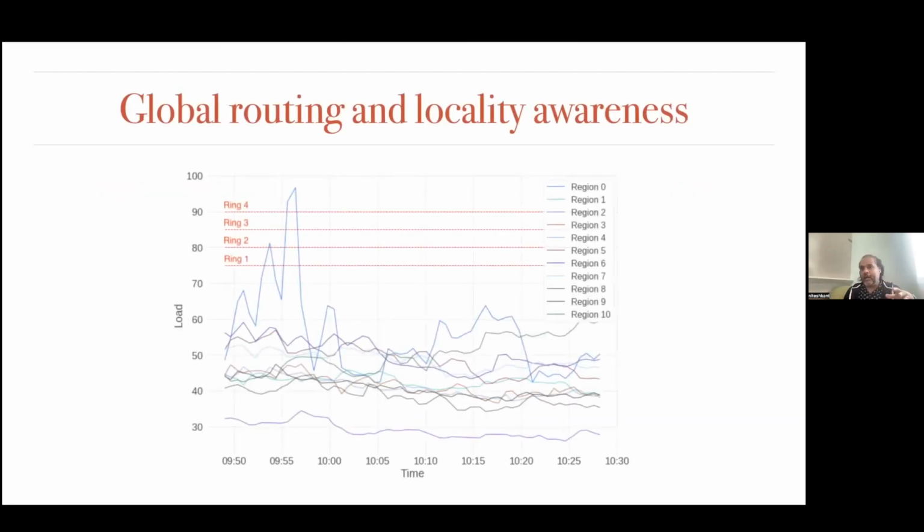To give you an idea of how this behaves in production, this is production traffic for the front of the service. If you look at the top dashed lines, they are the utilization targets for different rings.